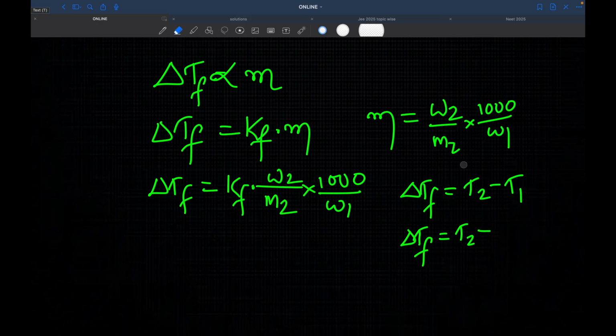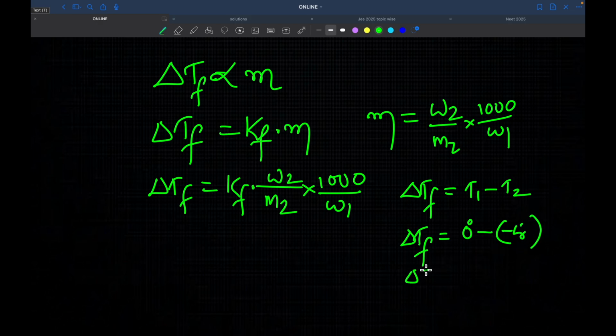Yeah, we write reverse, right? Our T1 is, so it's T1 minus T2 only. Why? Because T1 is always 0 degrees Celsius. 0 degrees Celsius minus minus 5, as we assumed. So delta TF is going to be 5 degrees Celsius for the example we saw.